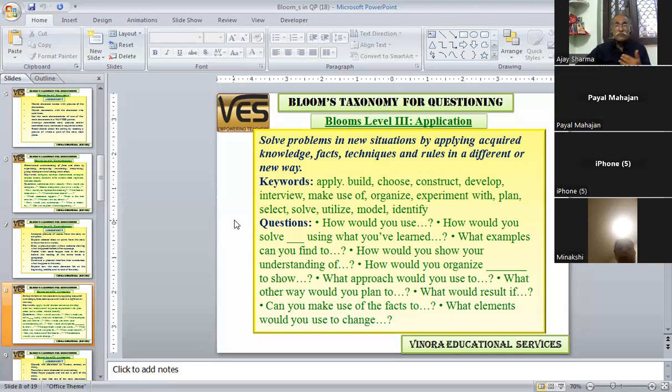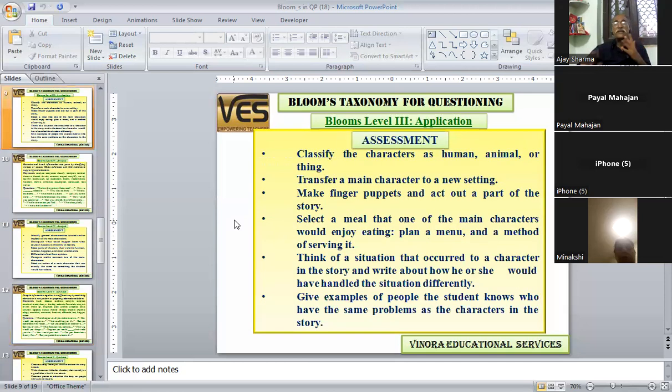What other way would you plan to reach Delhi if there is no train? So what type of questions? This is application. Classify the characters as humans, animals, or things. That means other objects which cannot be classified as either humans or animals.